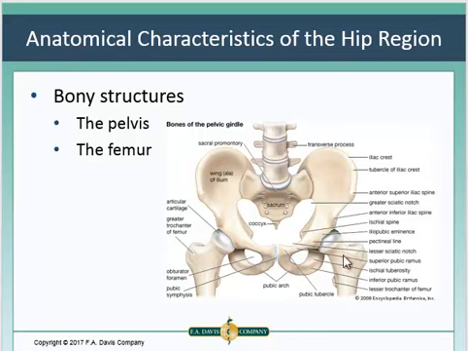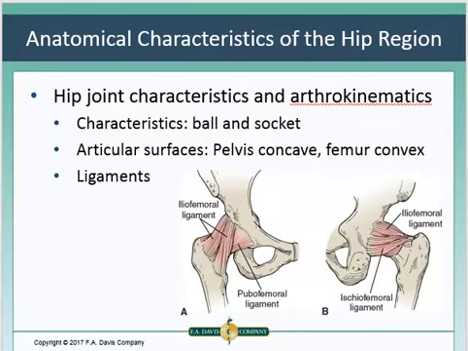and the angle of the hip is approximately 125 degrees, and this helps to both distribute forces and to attenuate some forces. Right, the hip joint is a ball and socket joint. So the pelvis is the concave, the femur is convex.